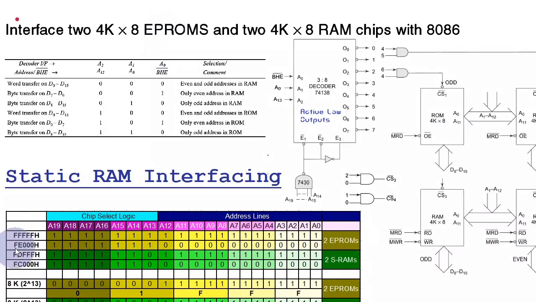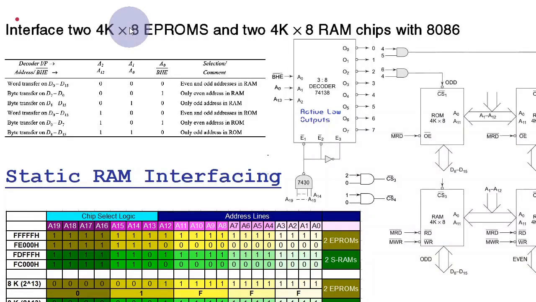One of the ROM chips will begin from FE000H, and after that the second ROM will begin and it will end at FFFFFH. So this is how I have identified the initial location and the final location of this set of ROM chips. So is this thing clear to everyone?